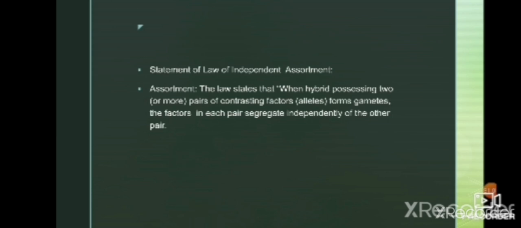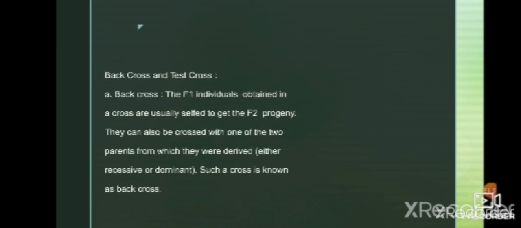Law of independent assortment. The law states that when a hybrid possessing two or more pairs of contrasting characters, factors or alleles forms gametes, the factors in each pair segregate independently of the other pair. Each pair segregating independently of the other is the law of independent assortment.